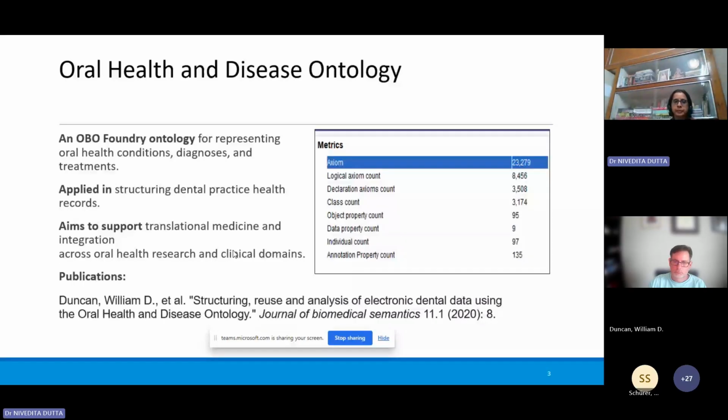This is a brief introduction of the oral health and disease ontology. It is an over-boundary ontology for representing oral health conditions, diagnosis, and treatment. It aims to support translational medicine and integration across the oral health research and clinical domain. From these publications, the initial development procedure can be seen.